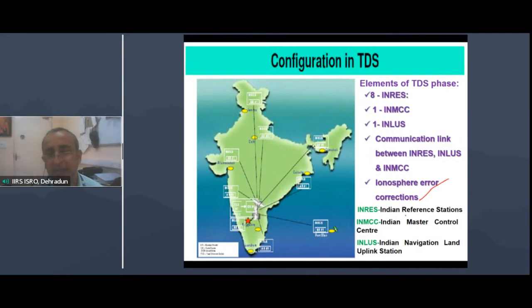INRES means Indian reference stations. INMCC means Indian master control, and INLUS means Indian navigation land uplink stations. So these are the components on the ground of SBAS, which support generating the corrections, and these corrections are uploaded to the geostationary satellite.